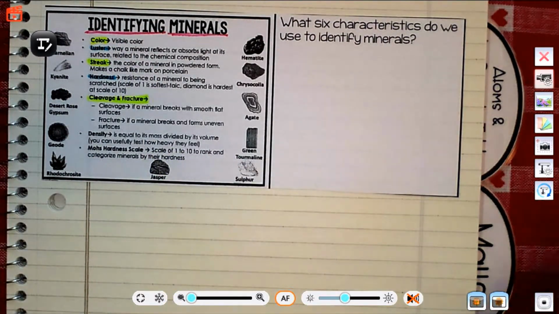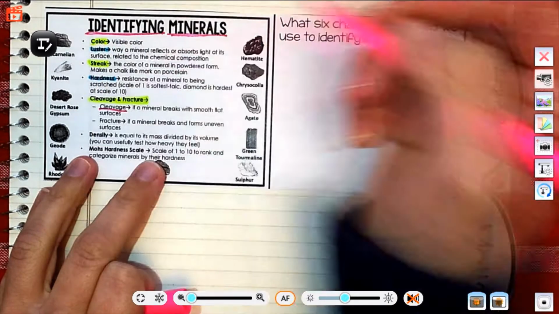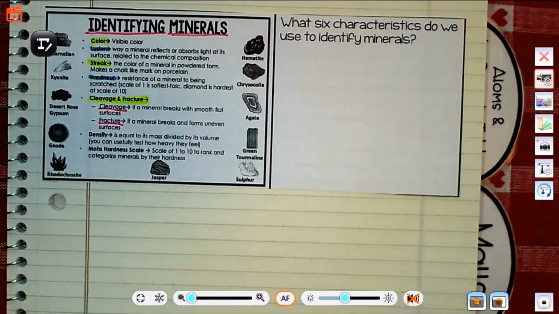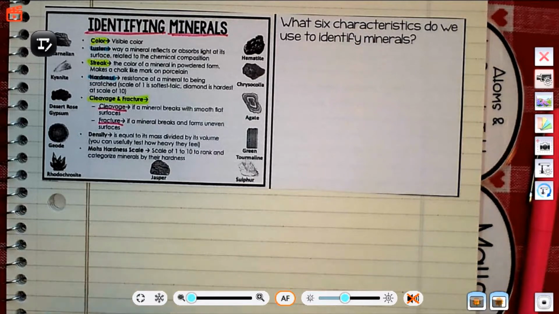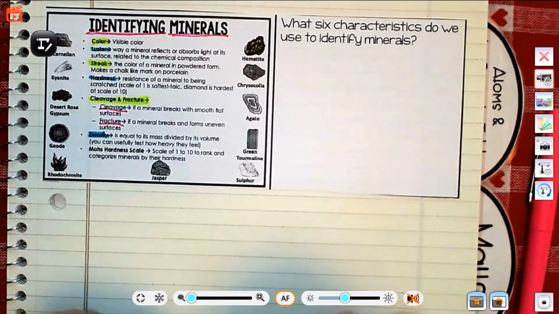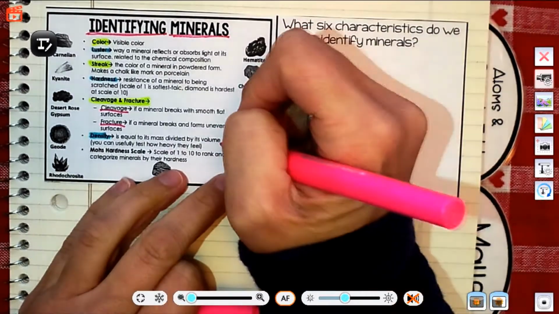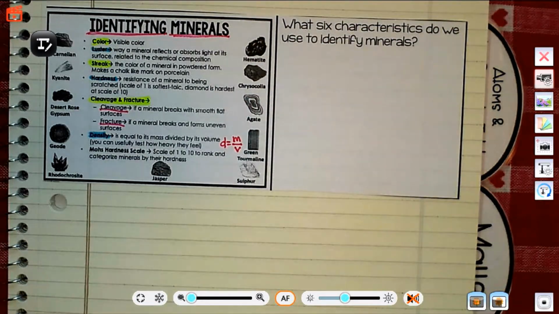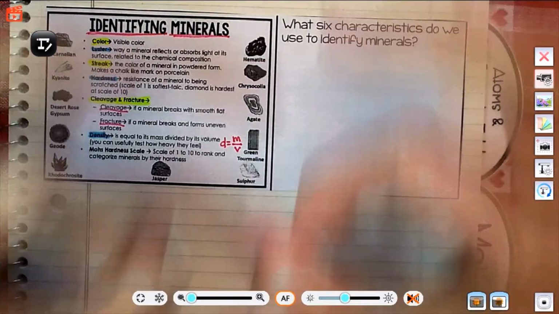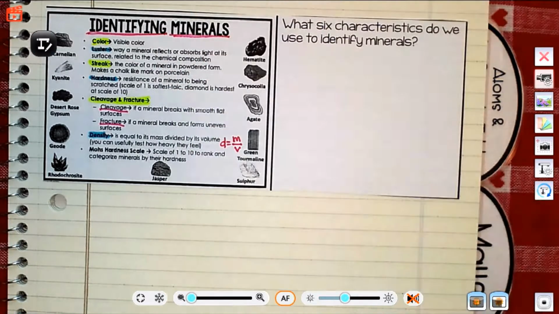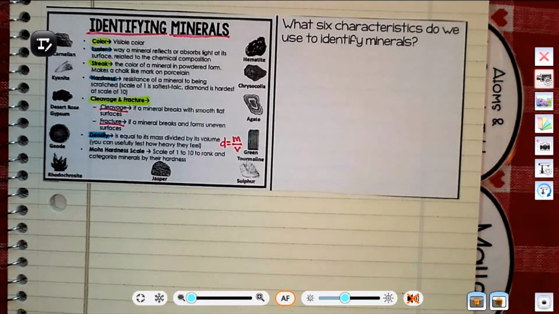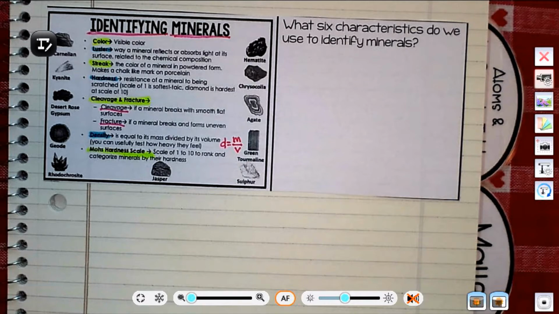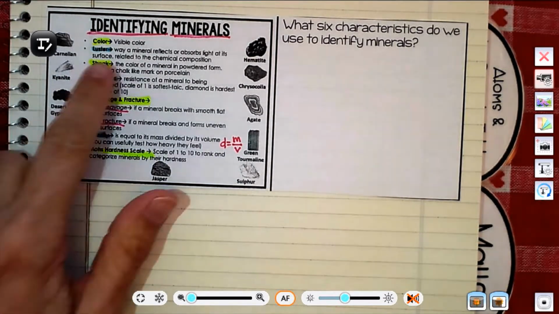So cleavage is when it breaks with a smooth, flat surface, so like on a plane or a line. And fracture is when a mineral breaks in uneven forms or irregularly. We're also going to calculate the density. Density is equal to mass divided by volume. So you can usually test how heavy they feel. So if we have 2 that are about the same size and one feels really light and one feels really heavy, we could say that one is more dense. And to do hardness, we're going to again use the Mohs hardness scale on a rank of 1 to 10. So that's just about that one.